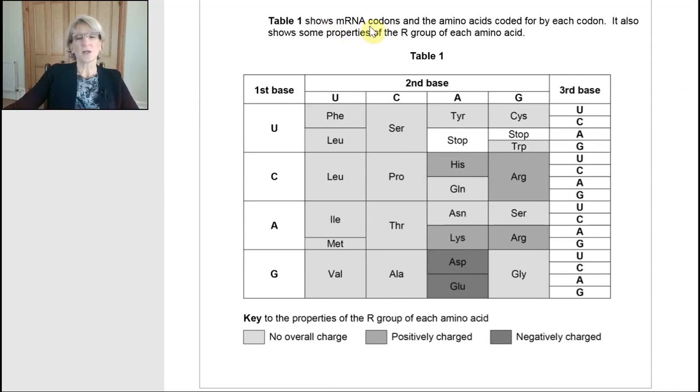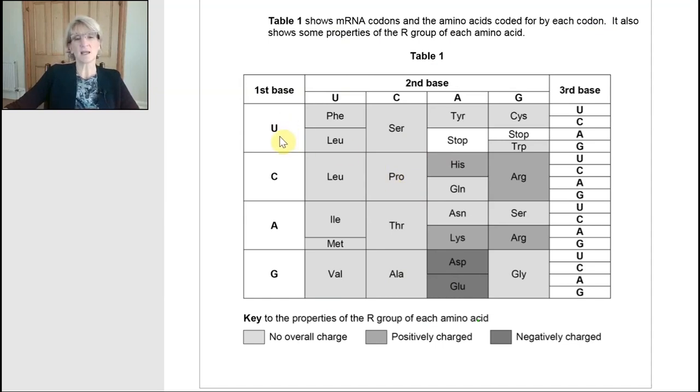Right, it shows RNA codons and the amino acids coded for each codon. Codons are the base triplets that you find in mRNA. And it gives you some properties. Okay, positive, negative charge. And you should have come across this kind of table in your syllabus.